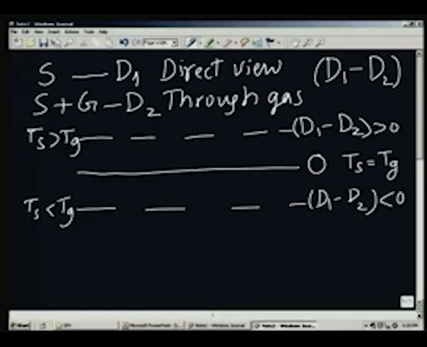So, we can do the following. We can look at the direct view and through the gas, and look at the difference in the two signals if you have two detectors, and then systematically vary the temperature of the source Ts, so that you move from either this direction or to this side. In one case I have Ts greater than Tg to start with, and I start reducing it, and at one particular value equal to Tg, it will go through 0. This is called line reversal.